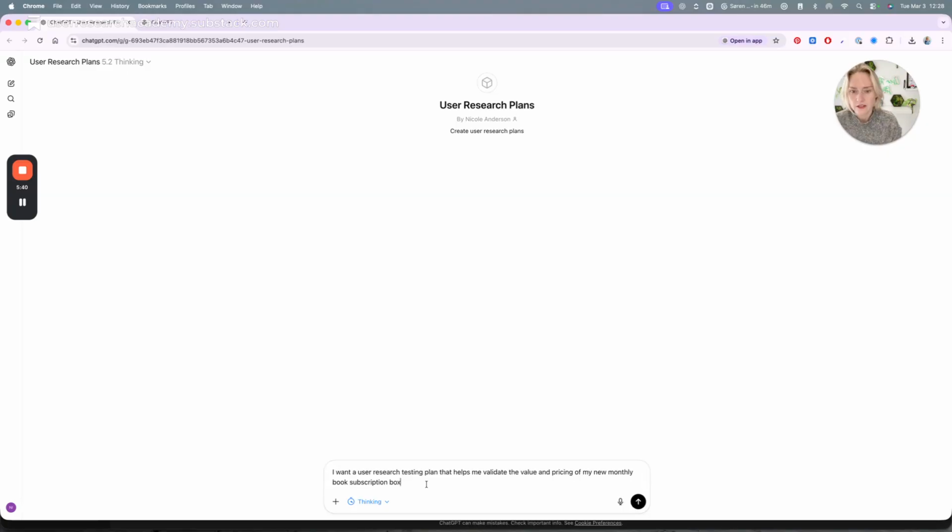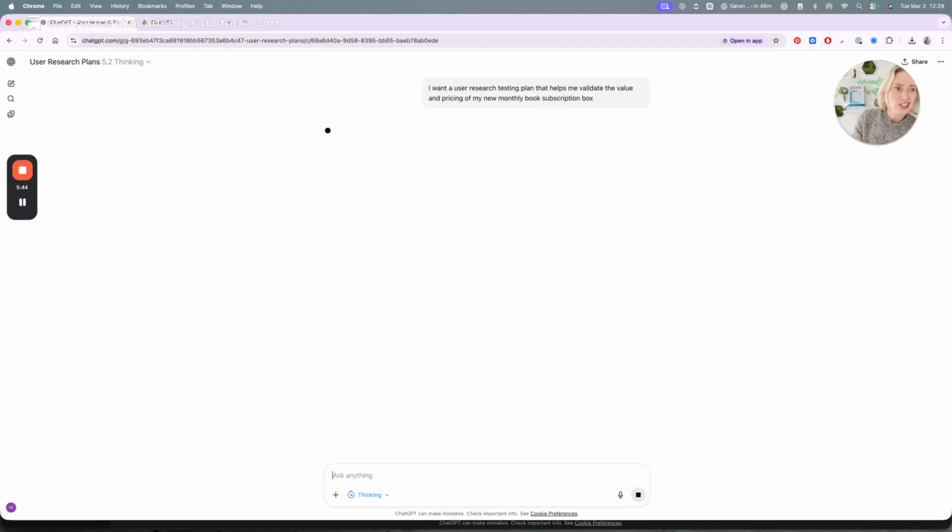guy over here, and let's put this in. Let's test my GPT. This is my agent that I've built around user research plans. Now it's thinking a bit more. It's reading some documents, which I'll talk about in just a second.